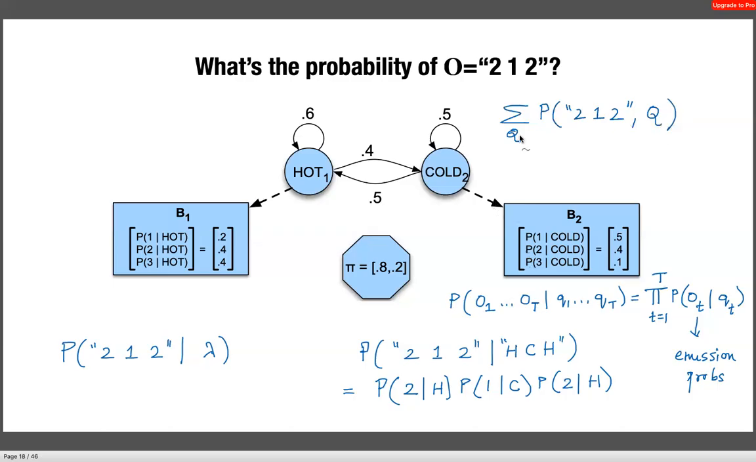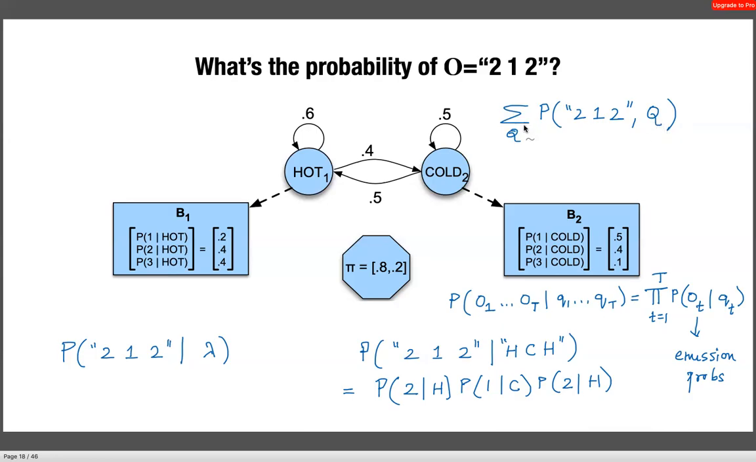Okay, so here by Q, I'm referring to the state sequence that was traversed corresponding to 212. One important point to note is that at each state, you're emitting one observation, which means that the length of the state sequence that is traversed is the same as the length of the observation sequence. This is not a strict requirement, but this is the setting in which we will work for all speech systems. So the number of states that are traversed is identical to the number of observations in your observation sequence.